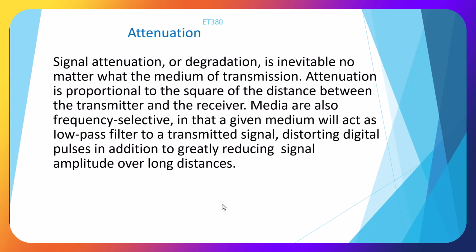So we have attenuation. Signal attenuation or degradation is inevitable no matter what the medium of transmission. Attenuation is proportional to the square of the distance between the transmitter and receiver. Media are also frequency selective in that a given medium will act as a low-pass filter to a transmitted signal, distorting signal pulses in addition to greatly reducing the signal amplitude over long distances.